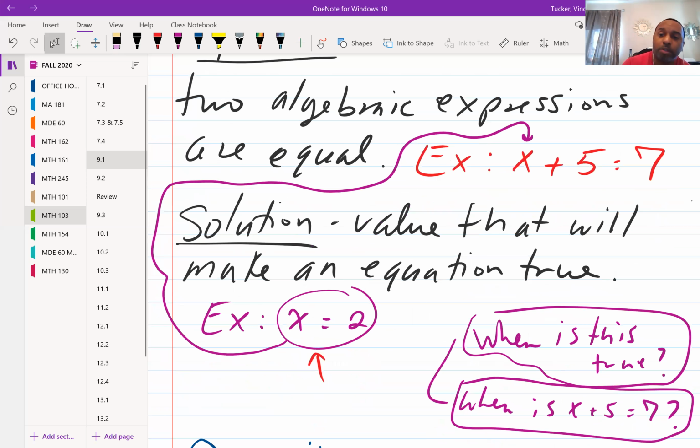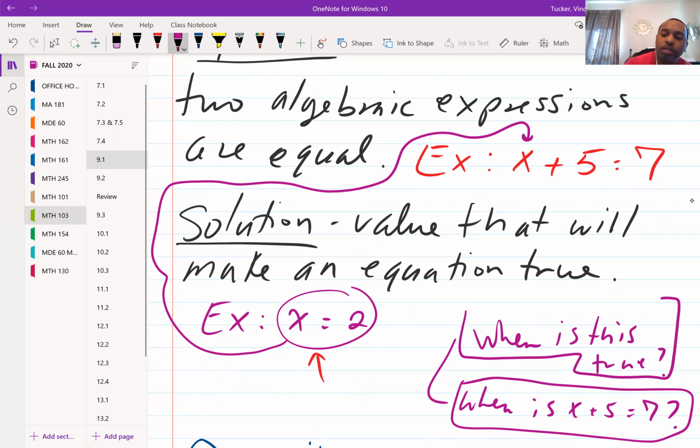Whenever you're talking about solving, you should be asking the question, when is this statement true? In this case, when is x plus 5 equal to 7? And you know the answer is when x is equal to 2.